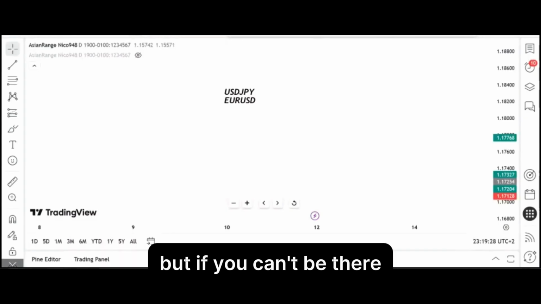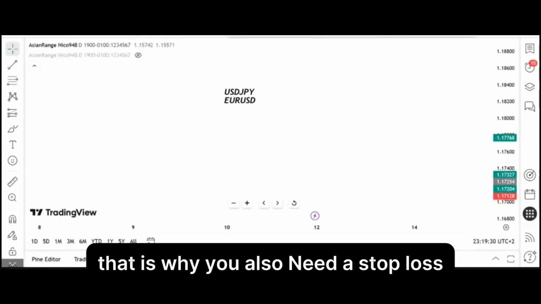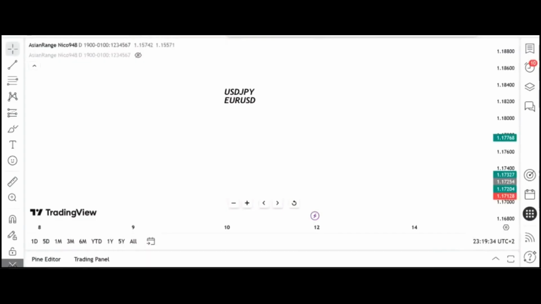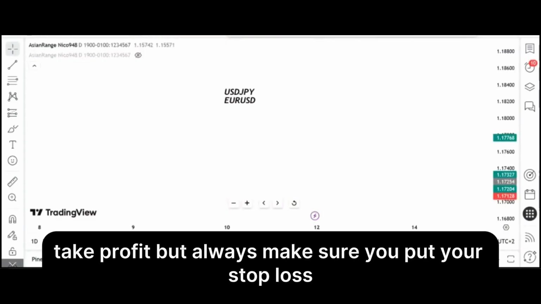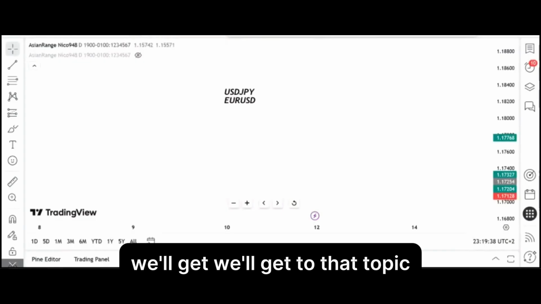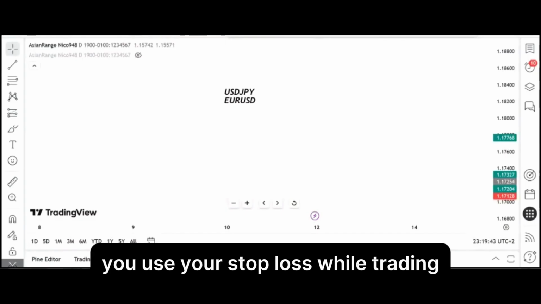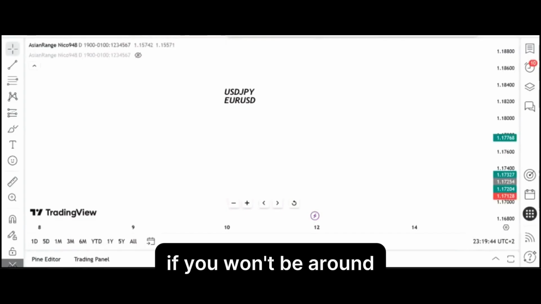But if you can't be there, that is why you also need a stop loss and take profit. If you don't want to put your take profit, always make sure you put your stop loss. We'll get to that topic. Always make sure you use your stop loss while trading, and also take profit if you won't be around.